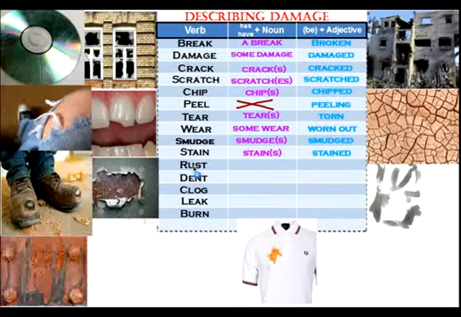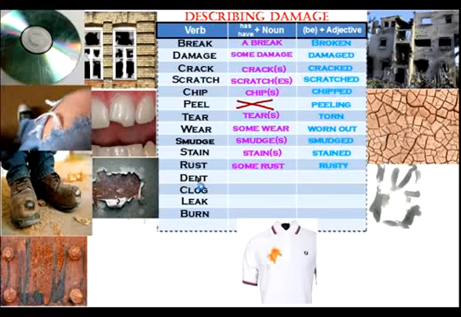Let's look at rust. Down here we could see that the metal is rusty. The metal is rusty, or it has some rust. Okay? So rust is only when the metal starts to become an orange or brown color because of the water and the air touching it. So that's when we say it has some rust or it is rusty.